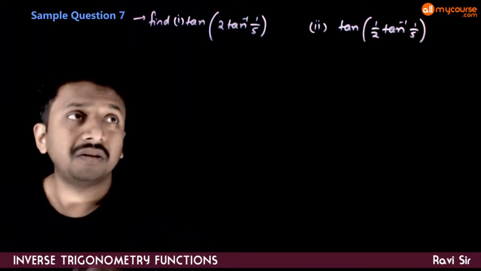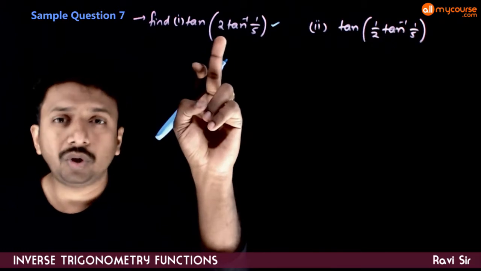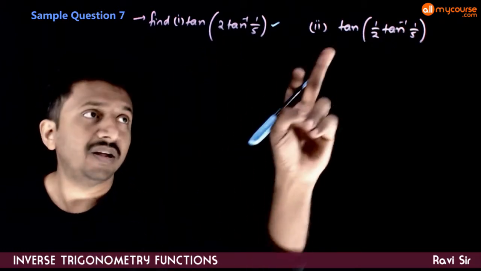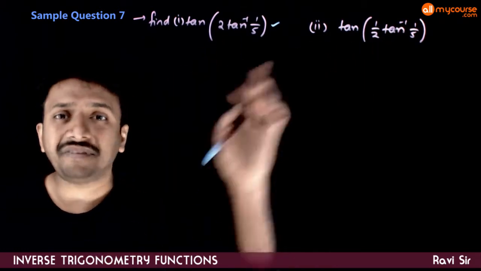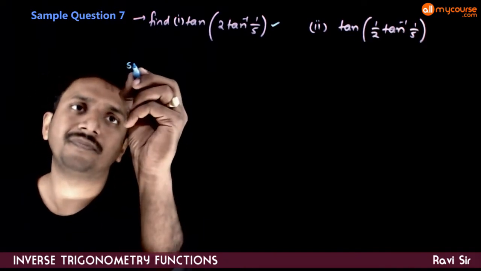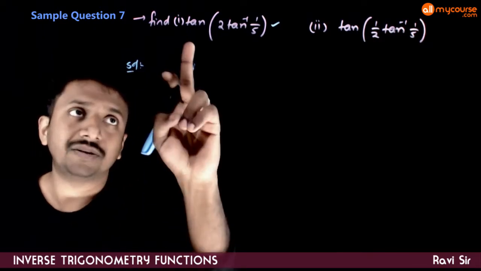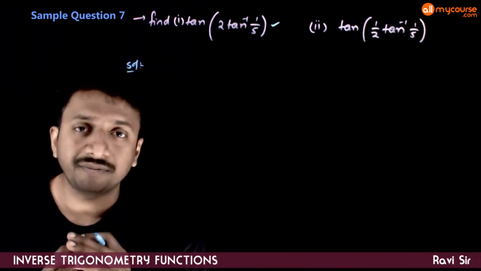In this question, you're asked to find the values of tan of 2 tan inverse 1 by 5 and tan of half tan inverse 1 by 5. So how do we do this? So tan of 2 tan inverse 1 by 5.